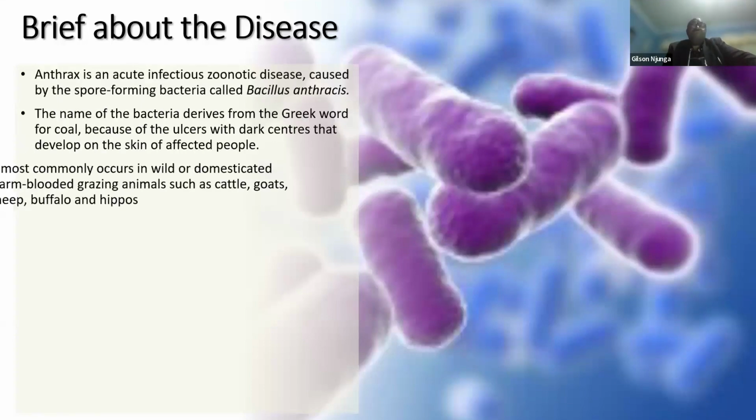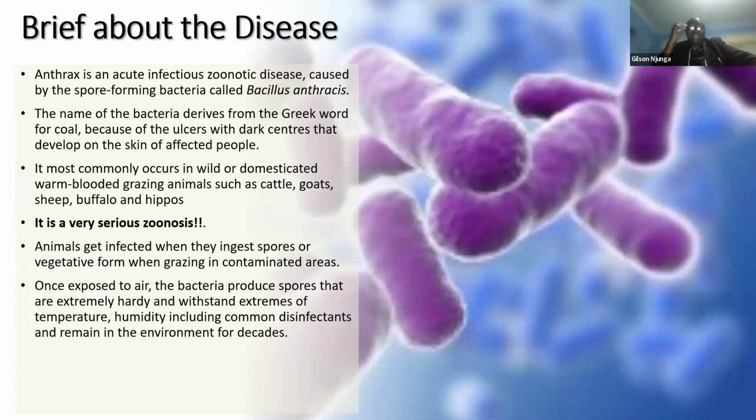Now, some of you may be wondering what anthrax is. So let me give you a brief history of the disease. Anthrax is an acute infectious zoonotic disease caused by a spore-forming bacterium called Bacillus anthracis. The name is derived from a Greek word which refers to coal, because of the dark spot of the ulcer that is caused when people are affected. It most commonly occurs in wildlife or domestic animals. In other words, all warm-blooded animals can get anthrax. Cattle, goats, sheep, buffaloes, and hippos are the most affected. And it is a very serious zoonotic disease.